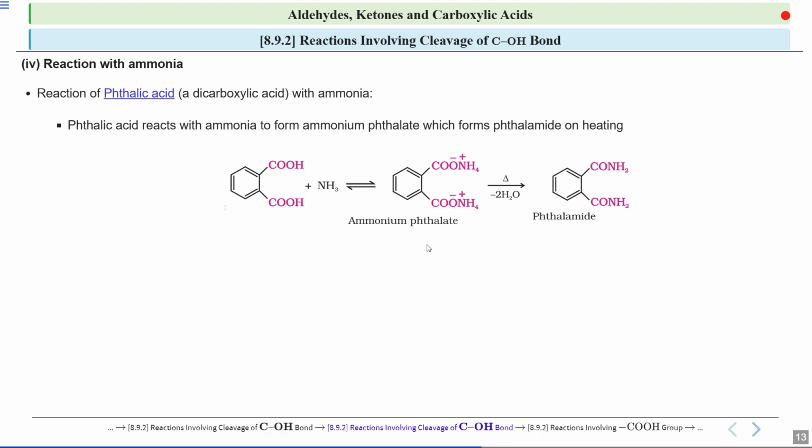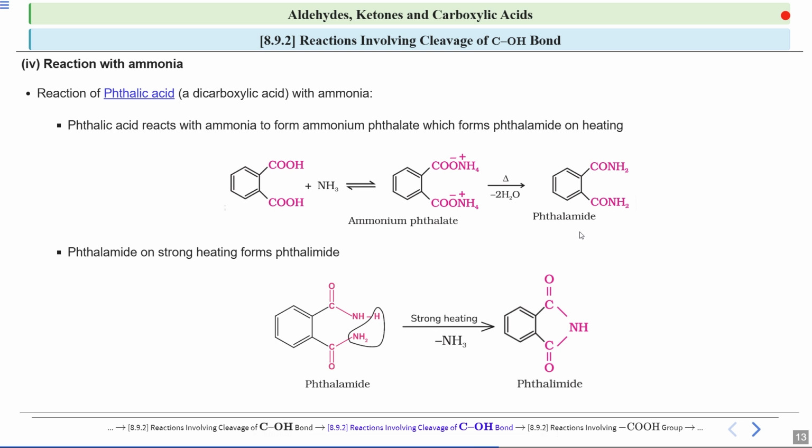Next, when we heat the ammonium salt, ammonium phthalate, it undergoes condensation, that is, loss of water. Each of these COO- NH4+ groups loses water to form an amide group, which is phthalimide. Finally, you will see that you get this product when the COO- NH4+ loses the water molecules. So finally you get phthalimide.